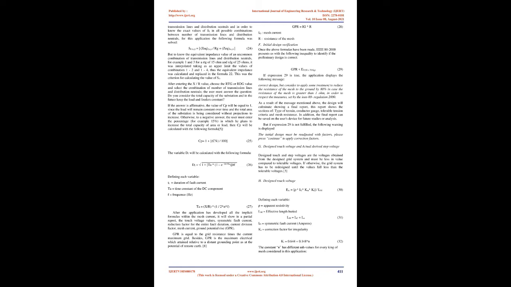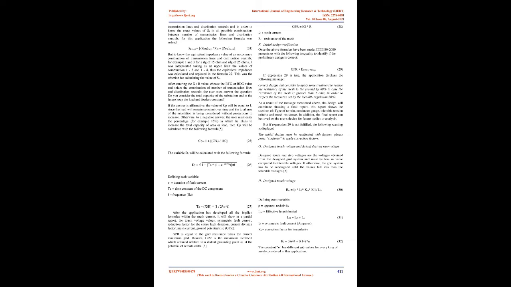But to know the equivalent impedance value of an uncommon combination of transmission lines and distribution neutrals, for example 1 and 3 for an RTG of 15 ohm and ridge of 25 ohms, it was interpolated taking as upper limit the values of combination 1A2 and 1A4. Thus the equivalent impedance was calculated and replaced in formula 22. This was the criterion for calculating the value of SF.